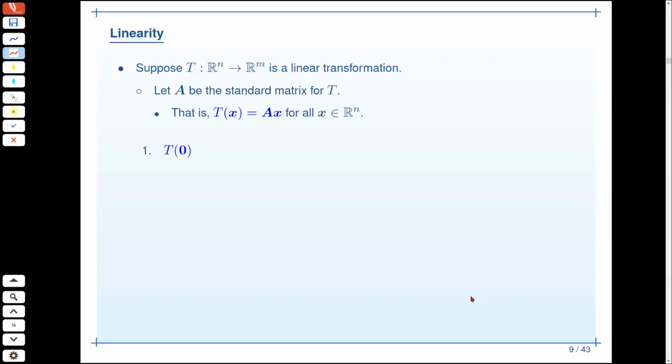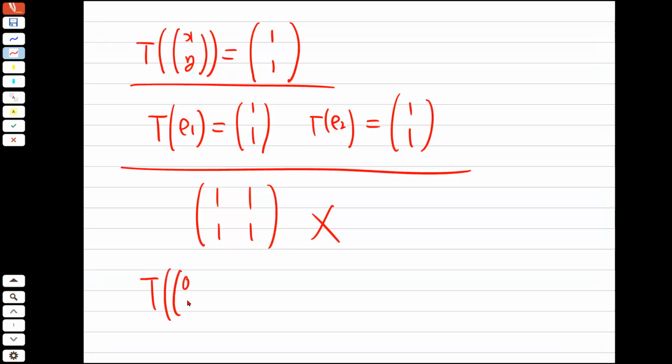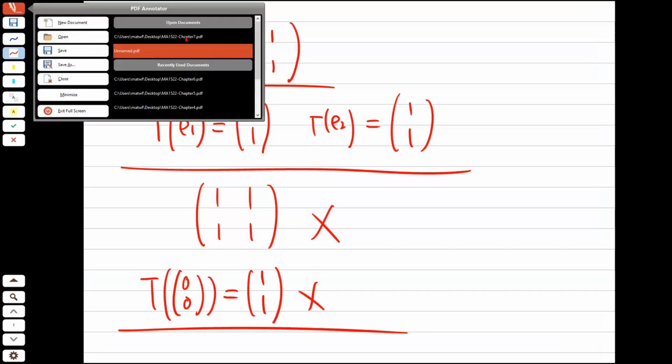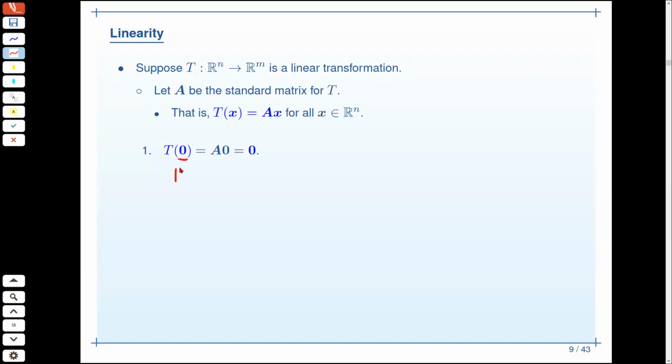First of all, T0. T0 is of course A times 0, which is 0. So any linear transformation will send the 0 vector to the 0 vector. If this is not the case, T cannot be a linear transformation. For example, the example that we saw just now, T of the 0 will still give you (1, 1). So this is not a linear transformation, because any linear transformation must send the 0 to 0. Of course, this is the 0 vector in Rn, and this is the 0 vector in Rm. These two 0s are not necessarily the same.